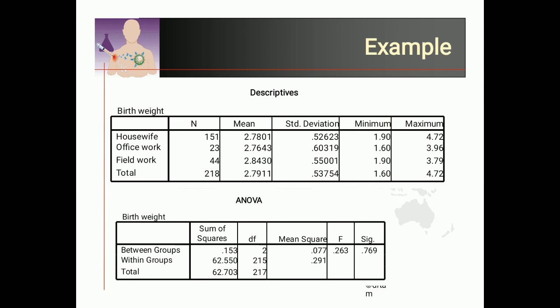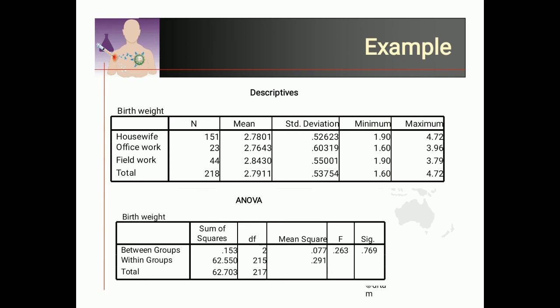Mean for housewife is 2.7801, for office work is 2.7643, for field work is 2.8430. The average mean is 2.7911. Standard deviation for housewife is 0.52623, for office work 0.60319, for field work 0.55001. Total is 0.53754.